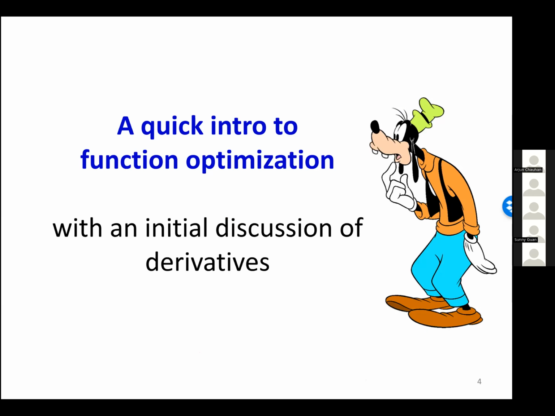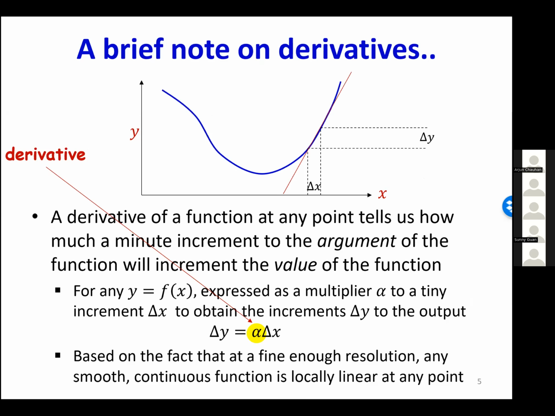So let's take a quick detour into function optimization with an initial discussion of what we mean by derivatives. Does anybody know how we define a derivative? What is a derivative? Anybody? Instantaneous rate of change, slope, rate of change. Good enough, right? But formulaically, here's how you define it.